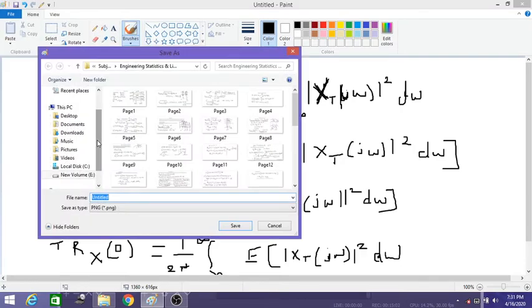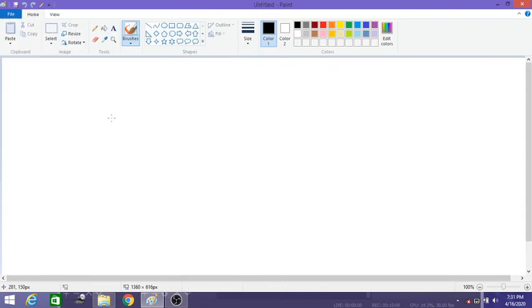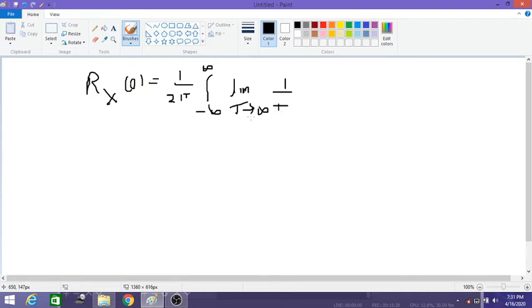Let me save this page. So this is 37 here. So on the next page I'll write this. Finally I can relate this: Rx of 0 is equal to 1 by 2 pi into the integral from minus infinity to plus infinity, as the limit T tends to infinity, of 1 by T into the expectation of X_T of j omega whole square into d omega. So now I'll get this.